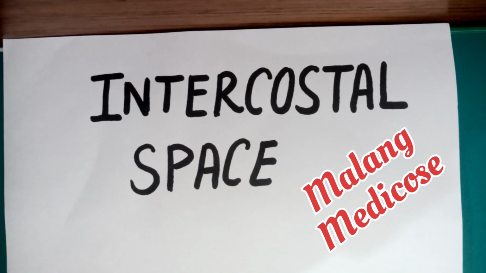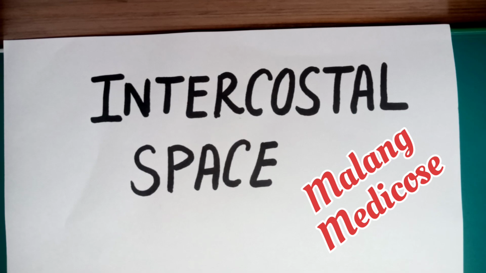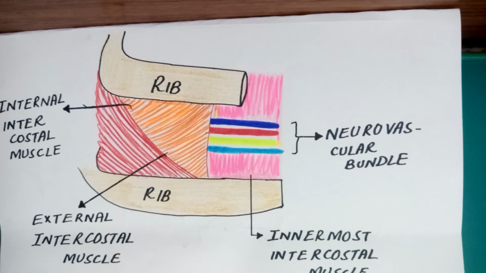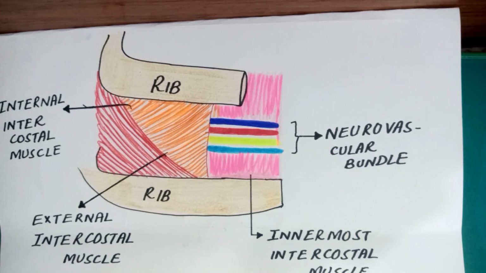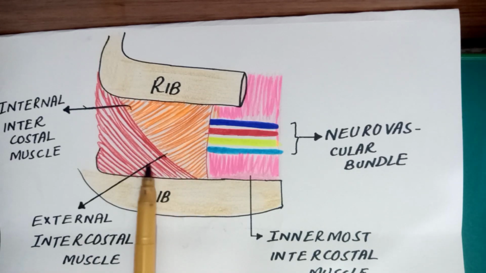Now, what are the contents of the intercostal space, or what does the intercostal space consist of? It consists of intercostal muscles. It contains intercostal vessels, intercostal nerves and intercostal lymphatics. As you can see here, we have two ribs, and between them we have these intercostal muscles.